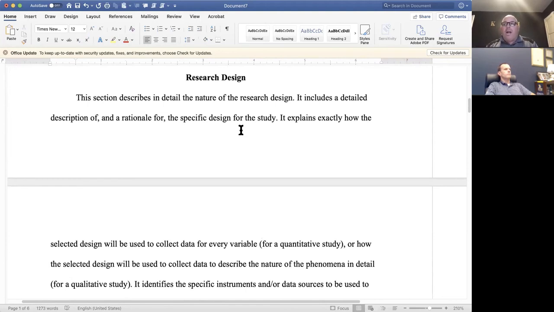You're going to describe the methodology. Okay. In this section, is this where? Hold on, I'll look at my notes again real quick.